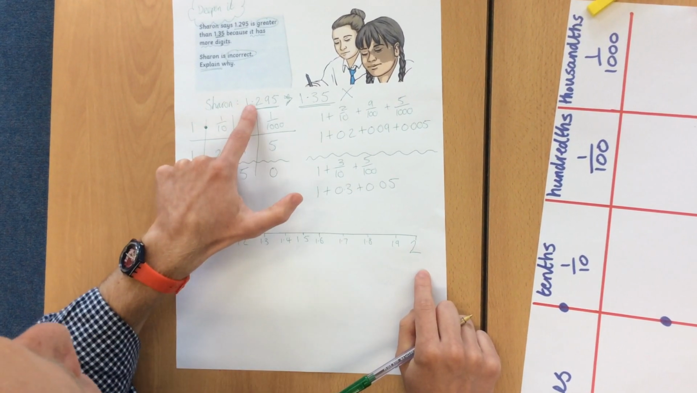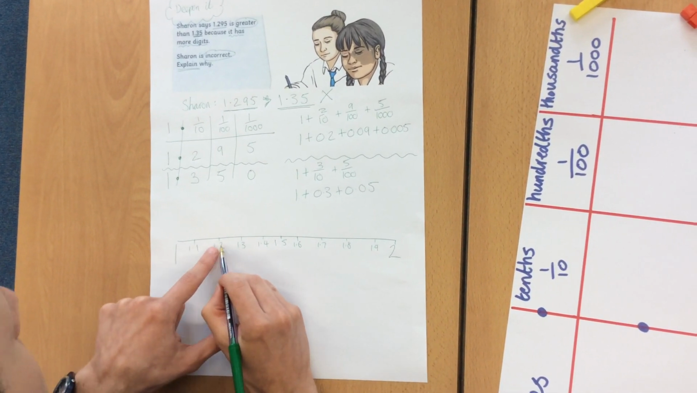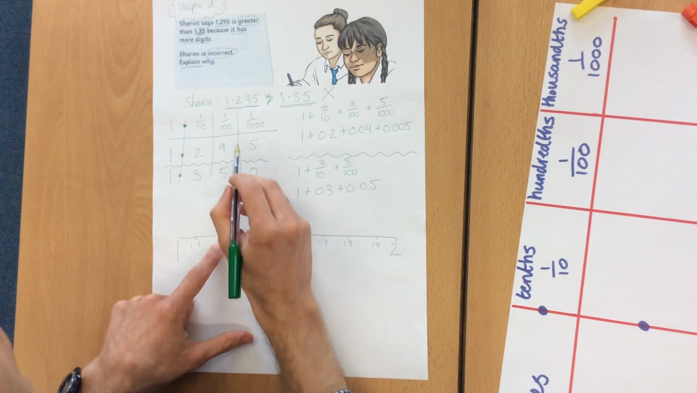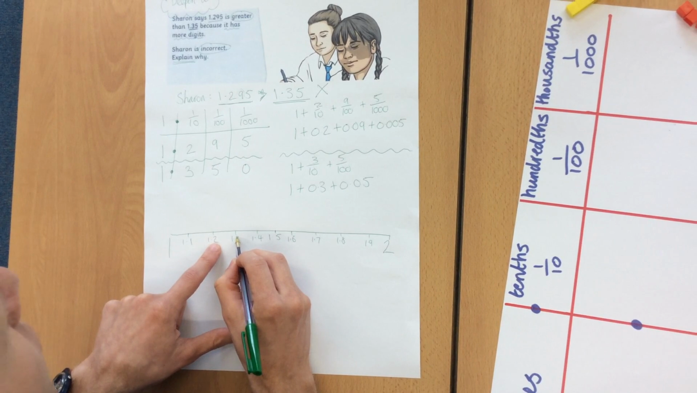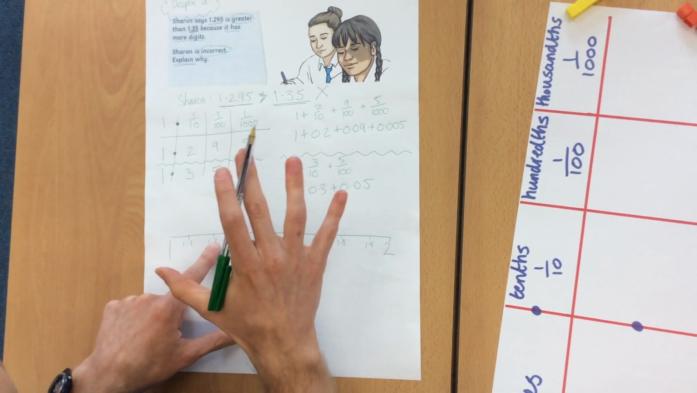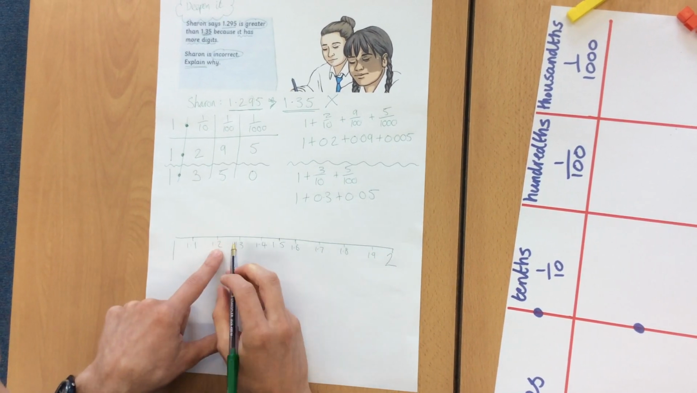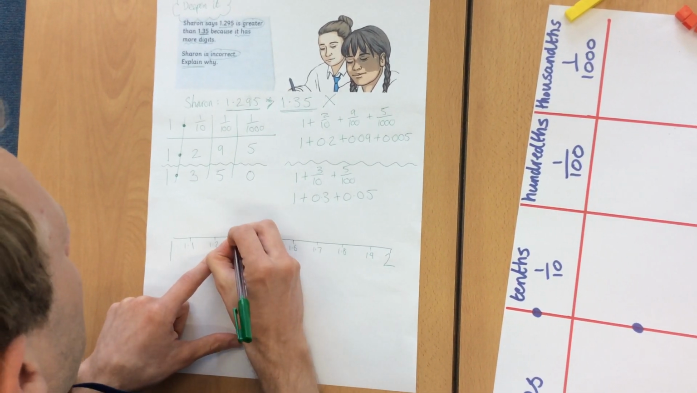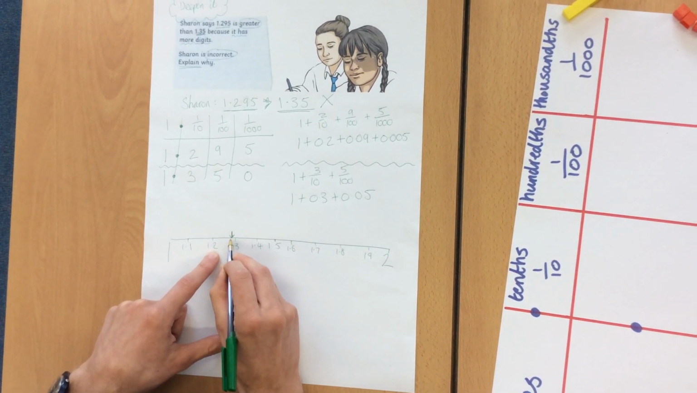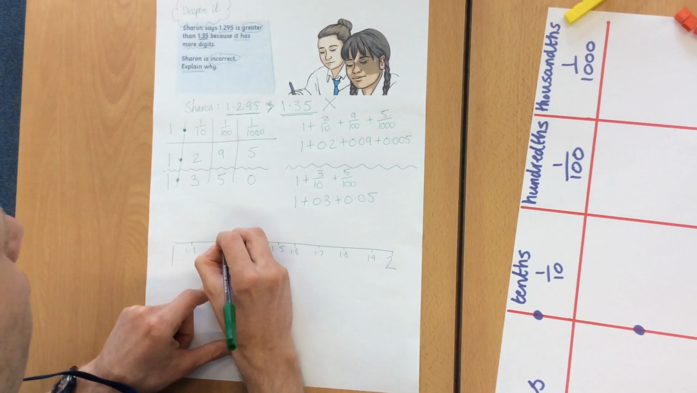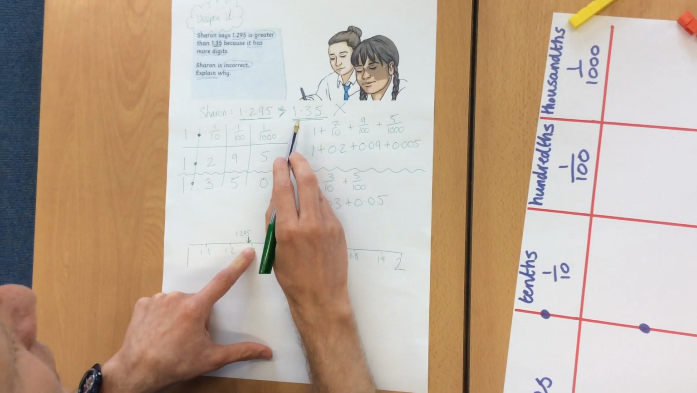So first of all, 1.295. 1, 1.1, 1.2. Now 1.295, that's pretty close to 1.3. And if you want any advice on rounding up decimals, please look at yesterday's or the previous videos to help you with that. So 1.295 is probably just about here. Very close to 1.3. So I'm just going to put in here 1.295.